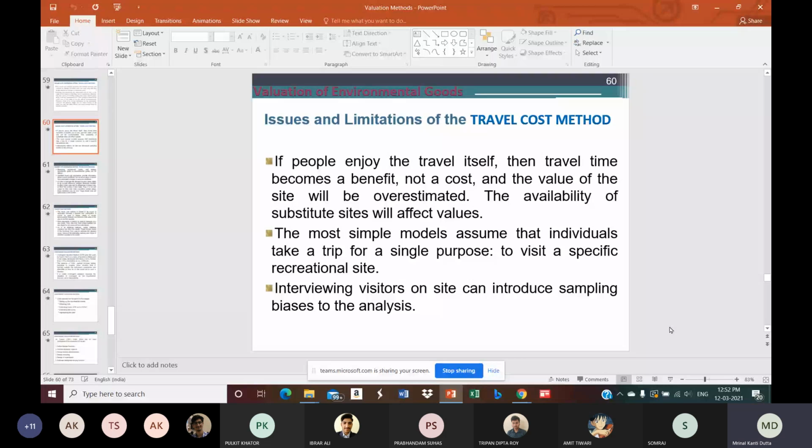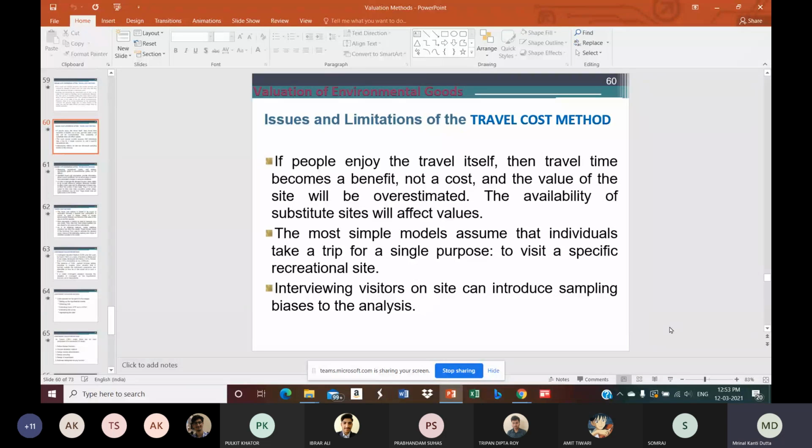In some cases, yes, some people like to travel. In that case, this travel that we are talking about, the opportunity cost of travel, the travel time itself might be a benefit, not a cost. In that case, the value of the site will be overestimated. So that is another issue out there.